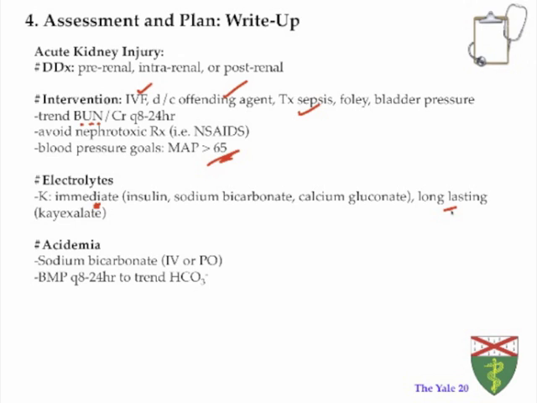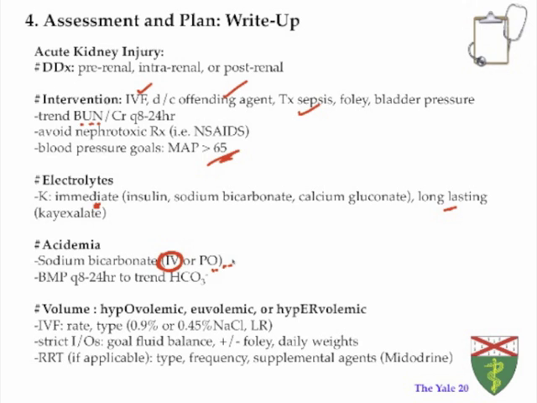Then we want to think about treating their acidemia. While we might have initially been given that IV in the intensive care unit, that can sometimes be switched over to PO, especially if it's a chronic kidney disease and it's going to take some time for them to catch up, or if they're going to need some baseline supplementation. And then finally, we want to talk about their volume status. So this goes for whether they're hypovolemic to hypervolemic, what type of fluids they're going to be getting in that state. We want to be measuring their strict I's and O's.